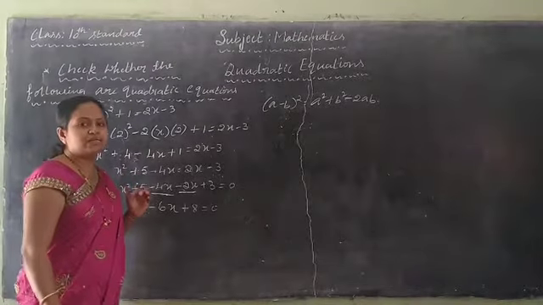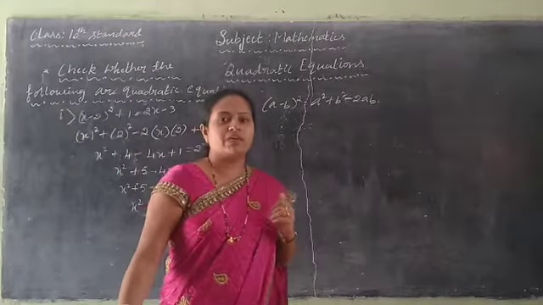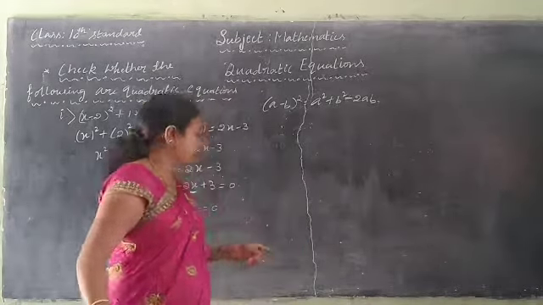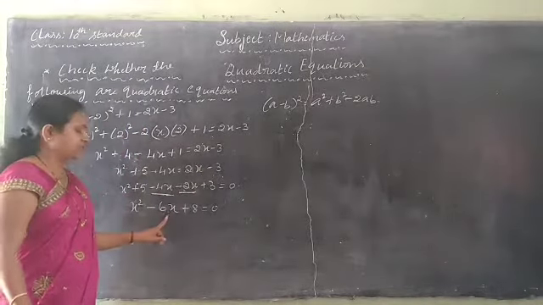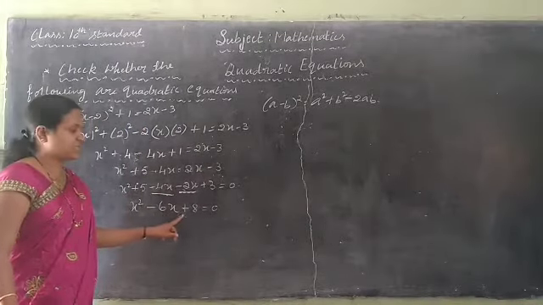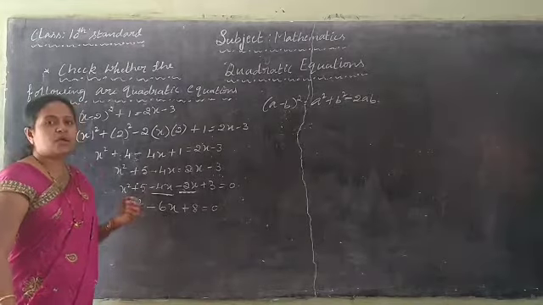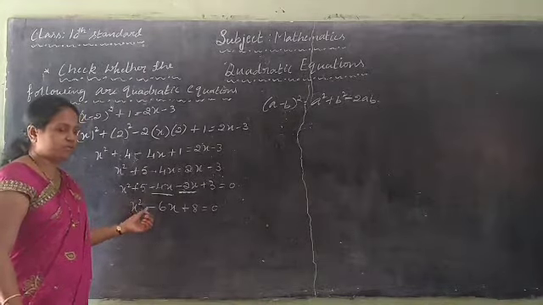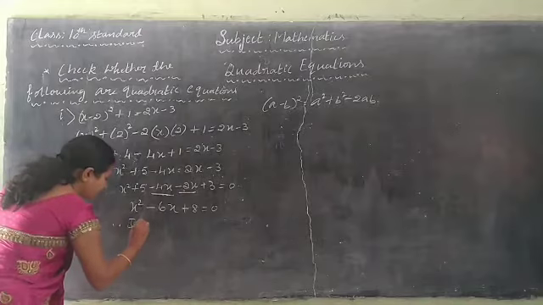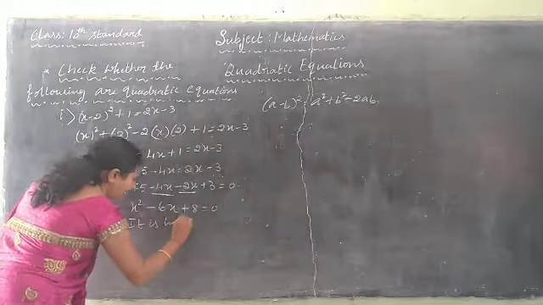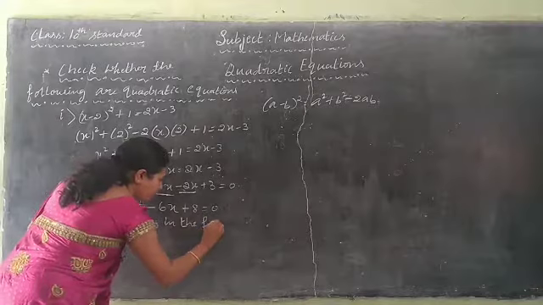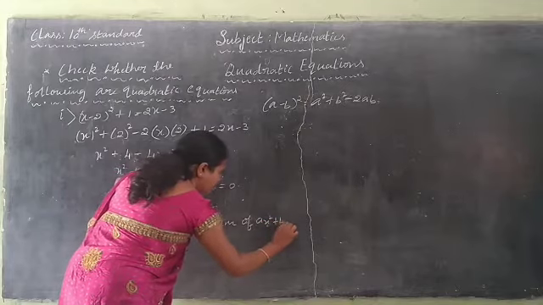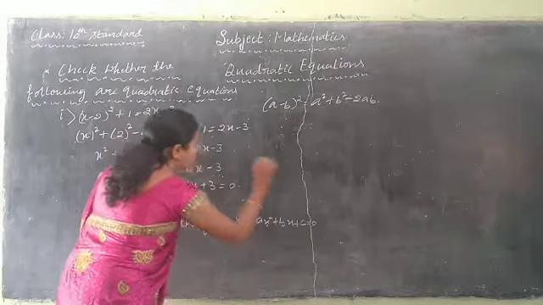Just check whether it is in the standard form of a quadratic equation, that is ax square plus bx plus c is equal to 0. Yes, it is in the form ax square plus bx plus c is equal to 0. Therefore, it is a quadratic equation. See whether the degree 2 is there. Yes, there is a degree 2, isn't it? Therefore, it is in the form ax square plus bx plus c is equal to 0.